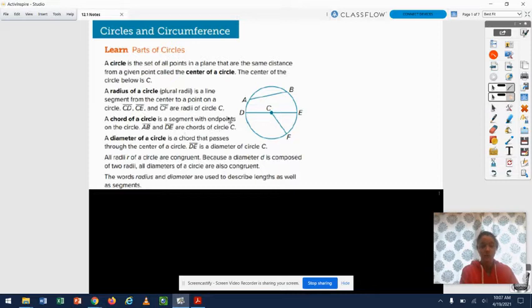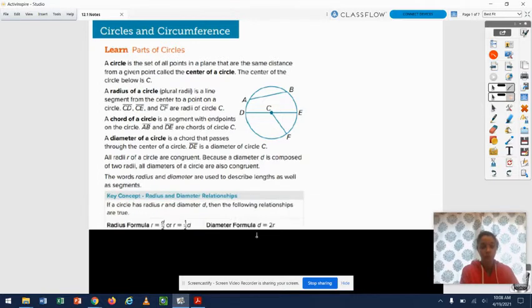A chord of a circle is a segment that goes from one edge of the circle to the other edge. So examples of this would be AB and also DE. A diameter of a circle is a chord, but it must pass through the center. So DE would be a diameter. Obviously, all the radii are congruent in a circle, and the diameter is composed of two radii.